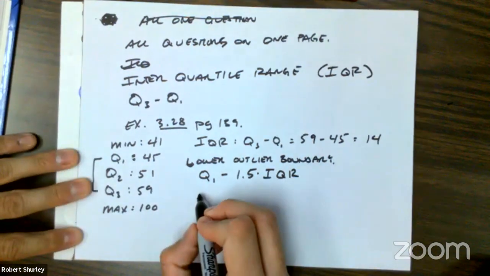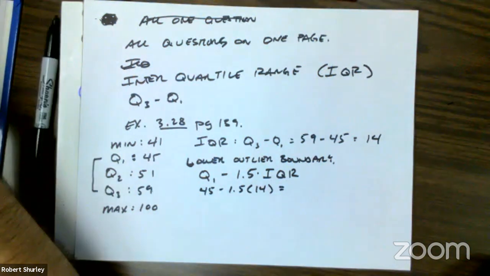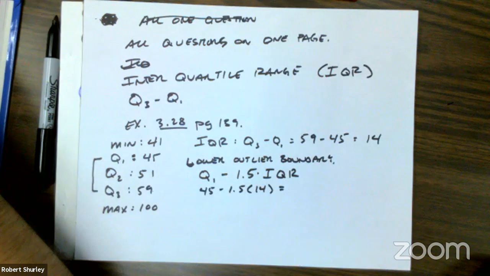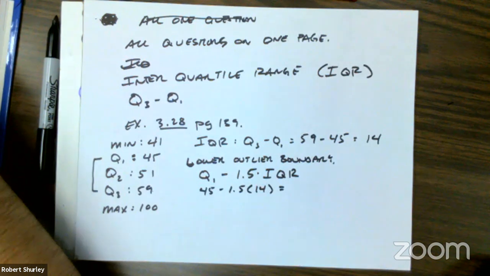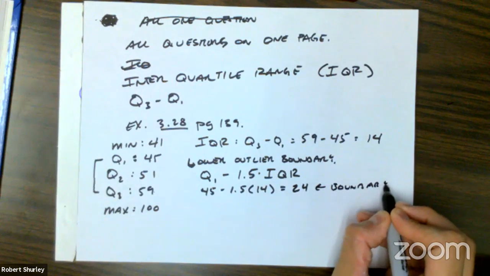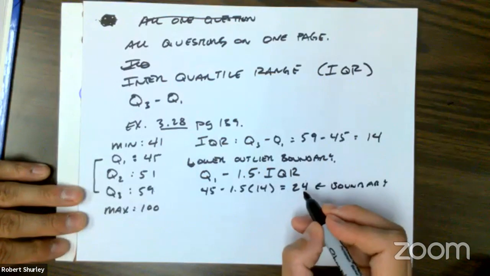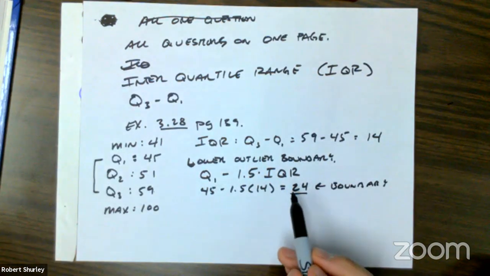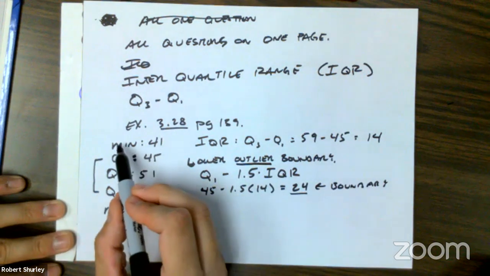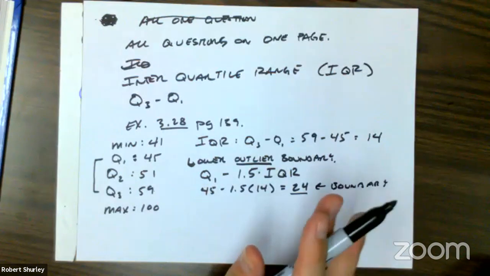So for this example, it's going to be 45 minus 1.5 times 14. Now I'm just going to bust the calculator out. 45 minus 1.5 times 14 is 24. So this is a boundary. We know the minimum is 41, right here. Well, if we had a day that there were less than 24 kids attending, it would be considered an outlier. We don't have that with this example because I know the minimum day was 41. So there's no days that were under 24, so there's no outliers for the lower boundary.